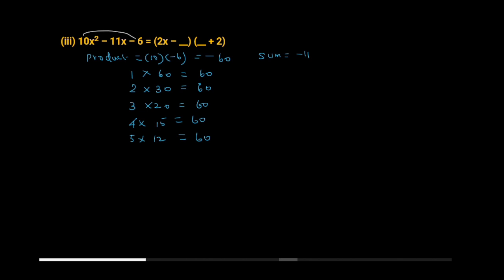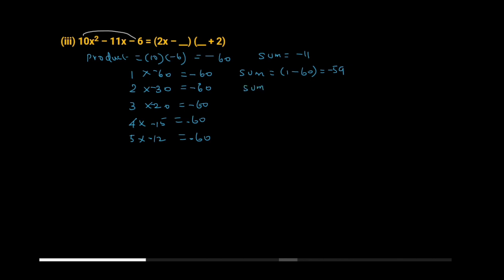Minus 60, again look at the sum sign, minus 11. So the greater number should have the negative sign, and the smaller number should have positive, then only you will be getting minus 60 as the product. Now let's check the sum. 1 minus 60 will give minus 59. So this is the wrong integer. We need to get minus 11.